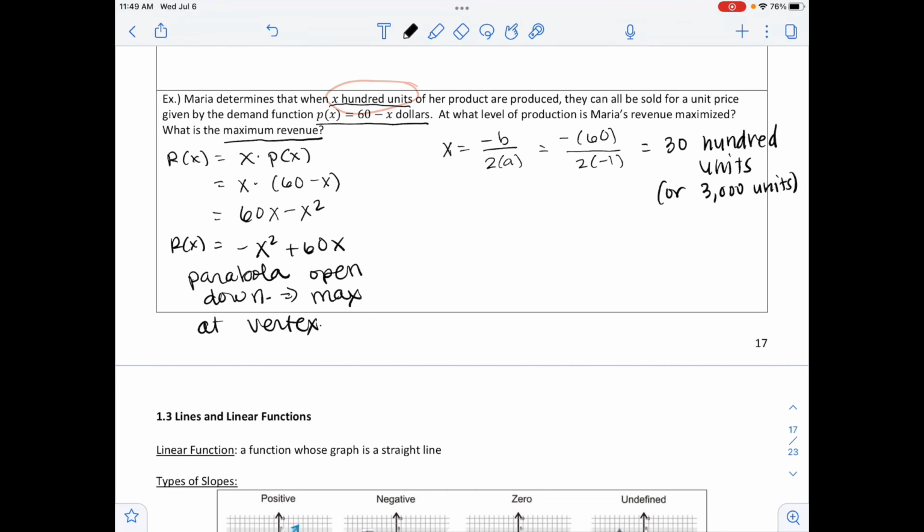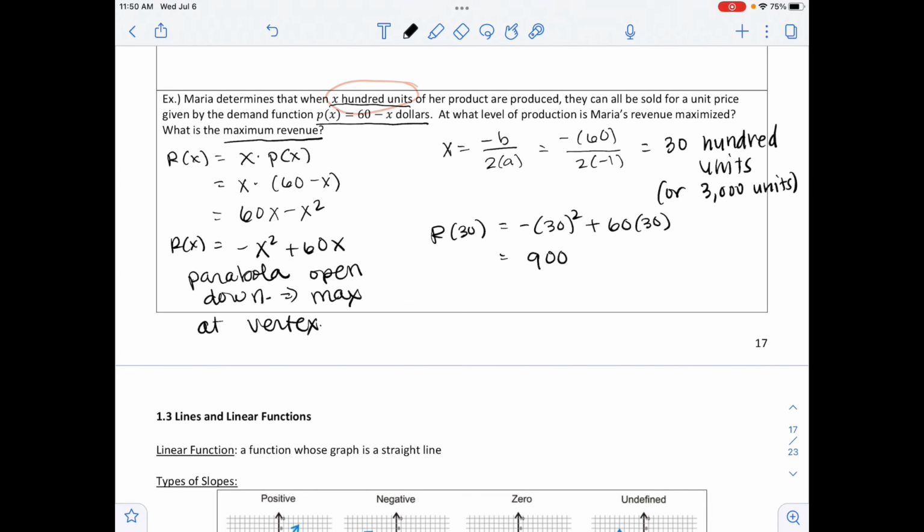And it says, what is the maximum revenue? So at this point, we know how many units we have to sell in order to maximize our revenue. In order to find that revenue, we need to substitute this back into our revenue function. So x is going to be 30. And so doing that, we're going to have -30² + 60 times 30. And working this out, we get 900.